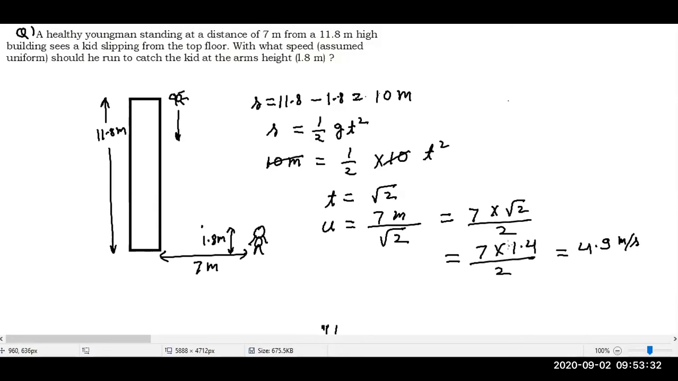If you solve it, you are going to get it like this: 4.9 meters per second. If he runs with a speed of 4.9 meters per second towards the building, he will be able to catch the kid.